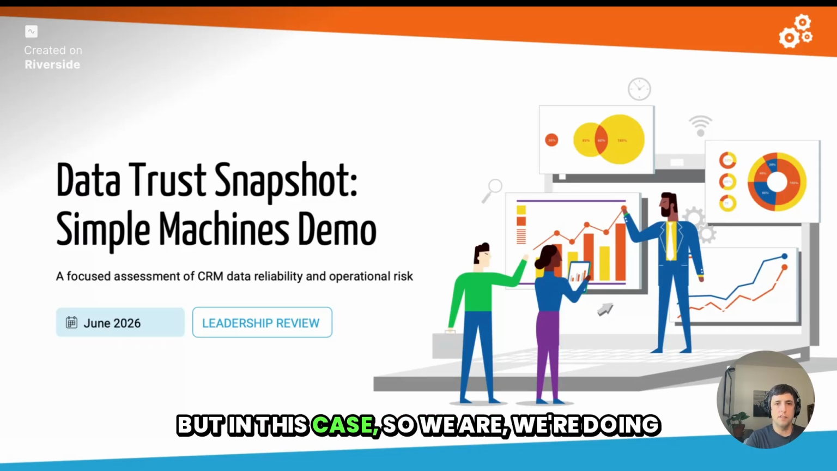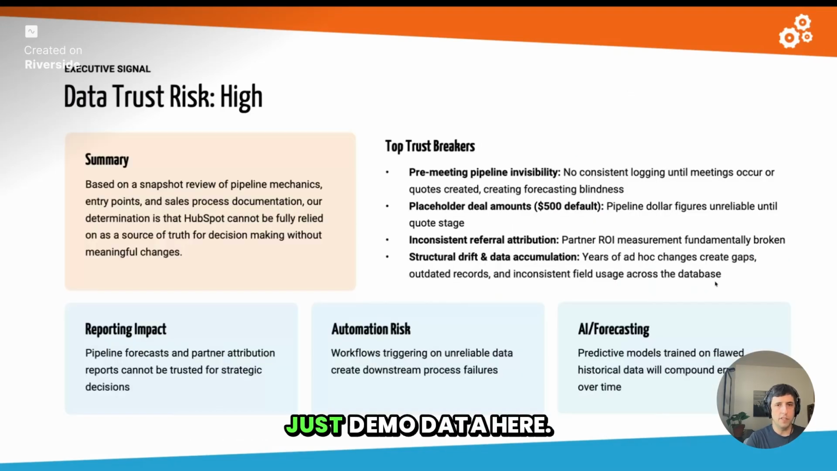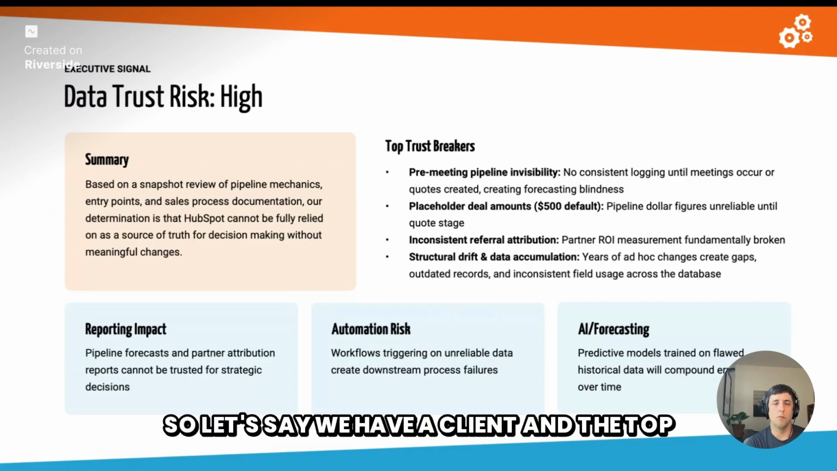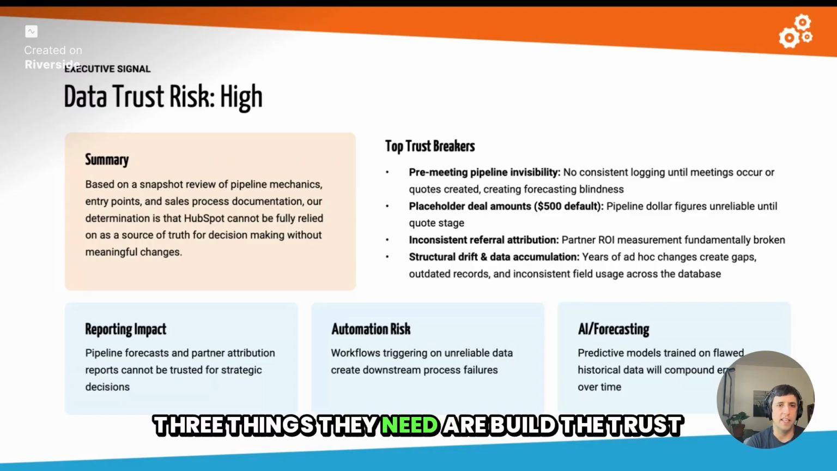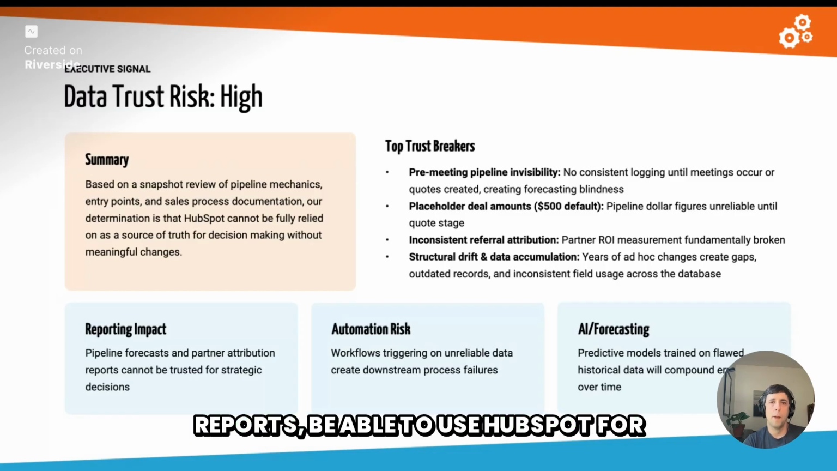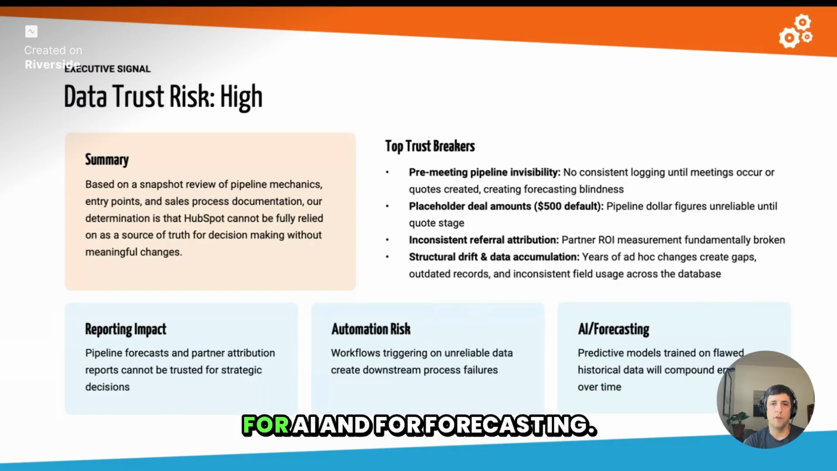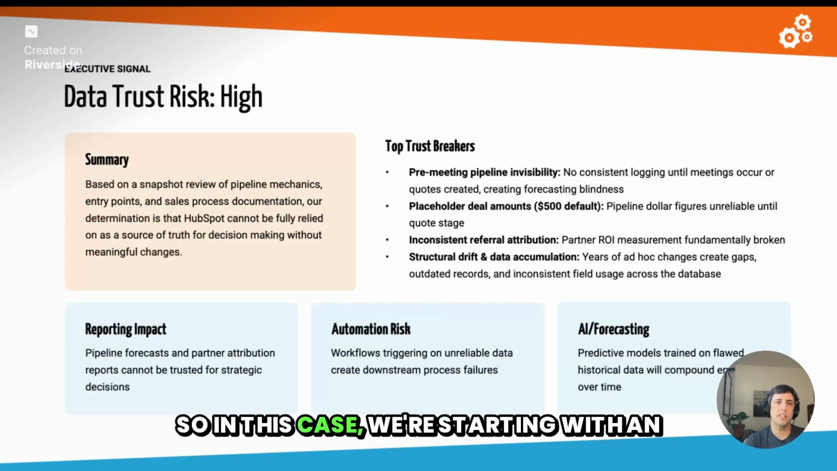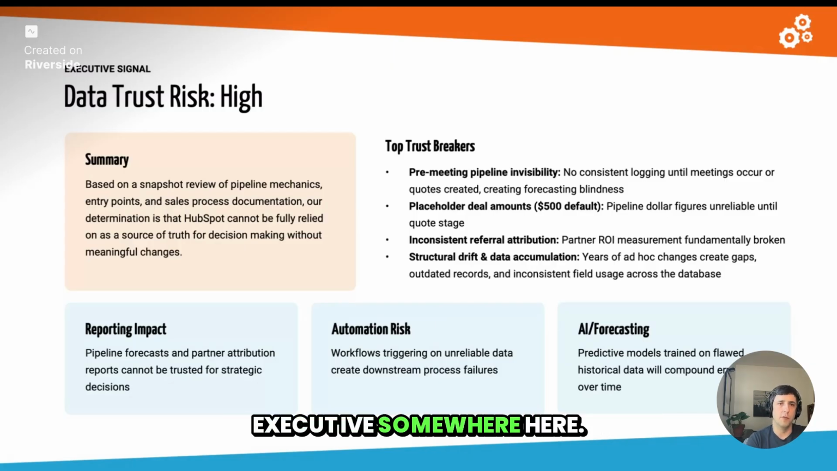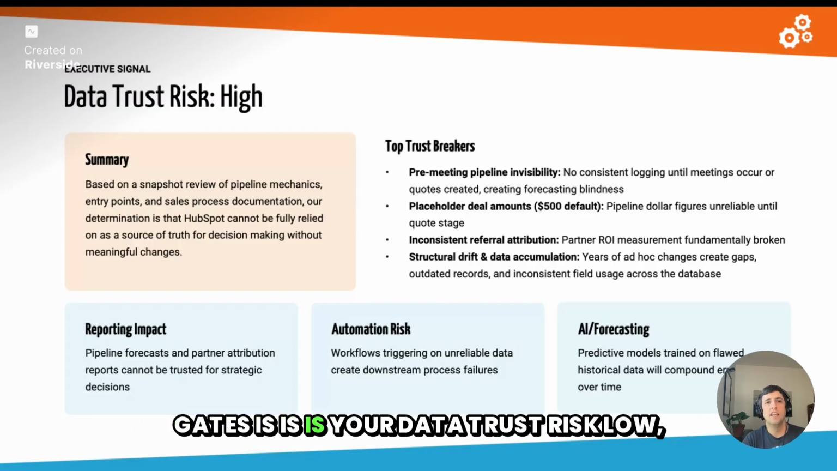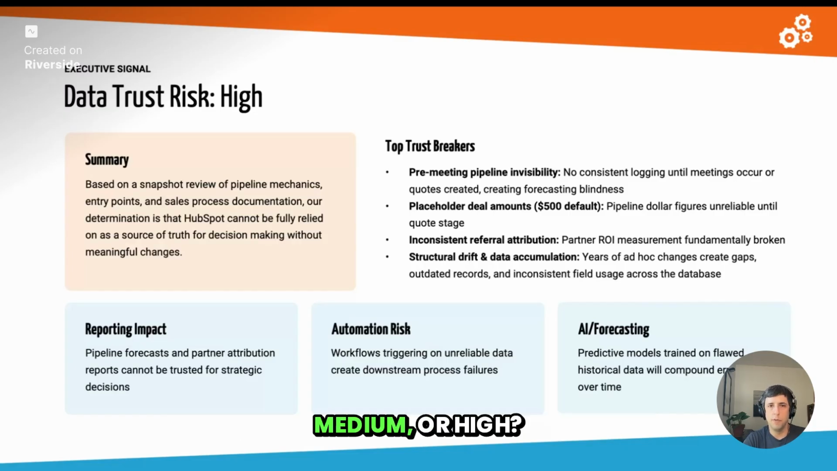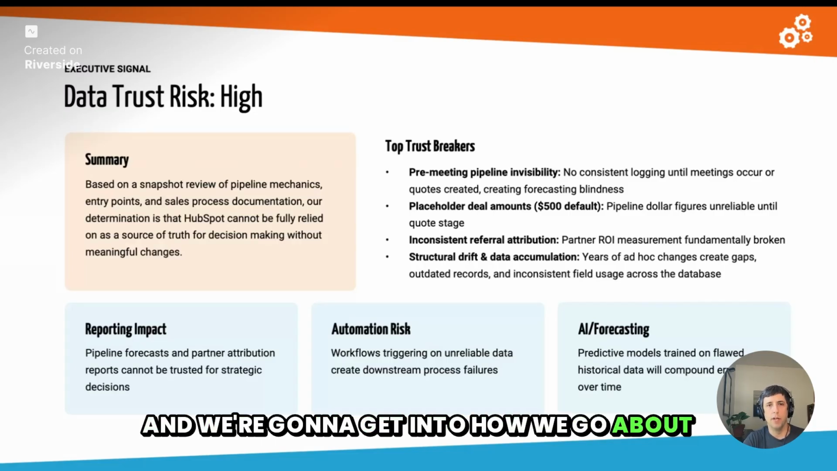In this case, we're just doing demo data here. Let's say we have a client and the top 3 things they need are to be able to trust reports, to be able to use HubSpot for automation, and to be able to leverage it for AI and forecasting. So we're starting with an executive summary, and what we want to come out of the gates is: is your data trust risk low, medium, or high? And we're going to get into how we assess this.